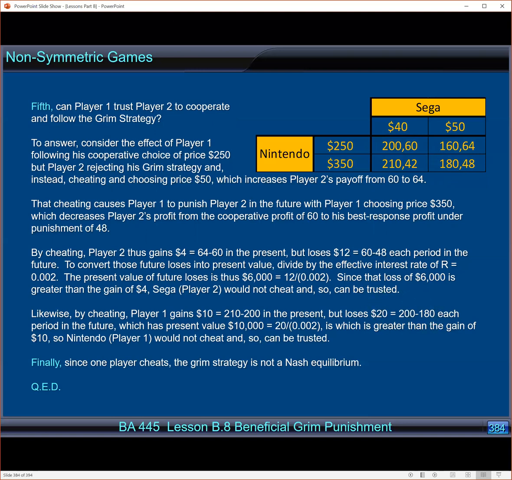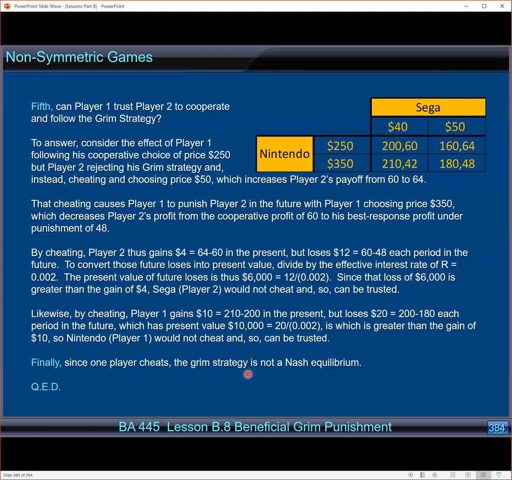In present value, divide by the effective interest rate, and you would get 10,000. So what we have is player 1, if he cheats, he would gain 10, but lose 10,000. He would not cheat, and so he can be trusted. Not because he's an honest person by nature or he has integrity, but because it just doesn't pay. Crime did not pay for either of these two, and they didn't commit the crime.